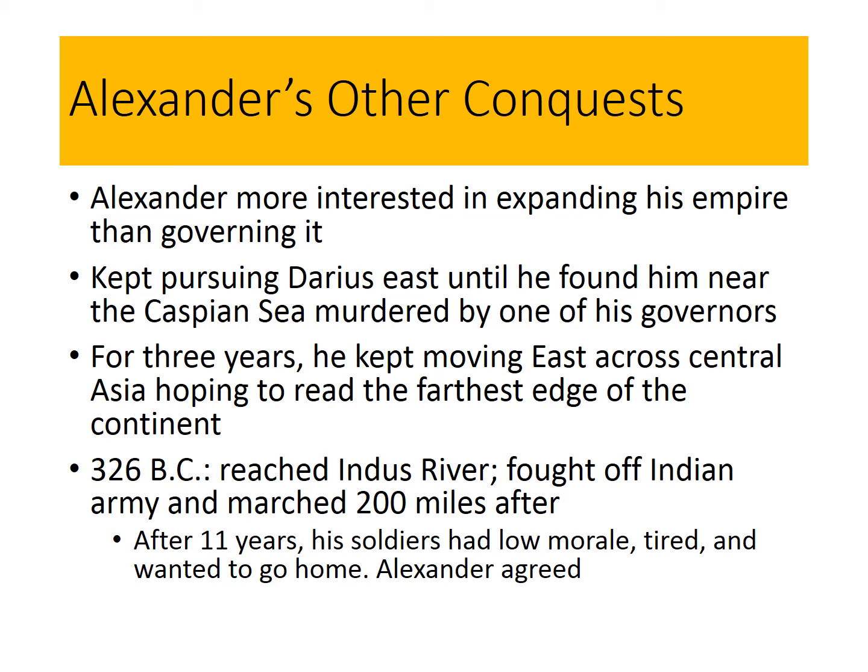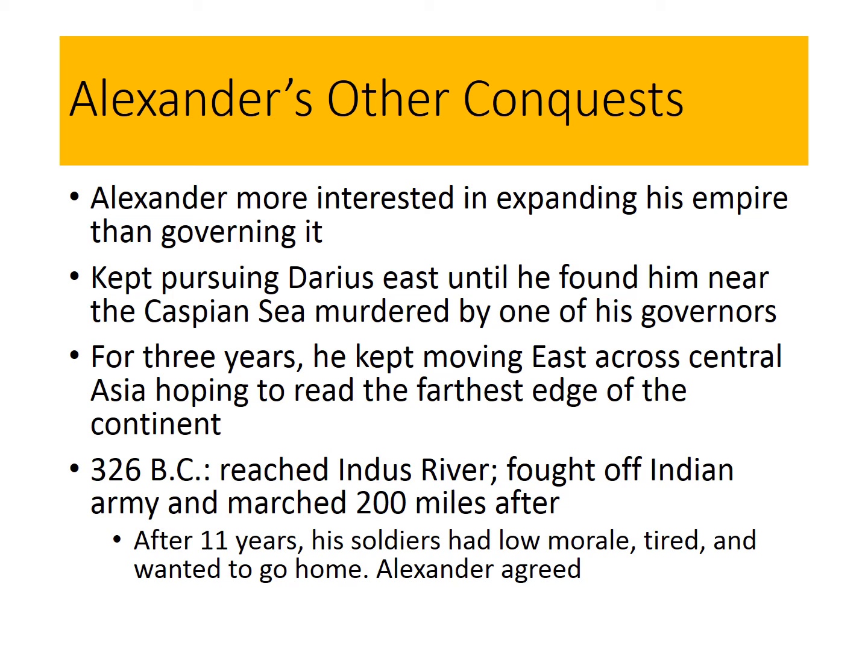Now, Alexander, seeing as how he was able to win all of Persia so easily, was not satisfied. He wanted to expand his empire even more. So he kept going after Darius because he wanted him dead. He kept pursuing him east until he found him near the Caspian Sea. But Darius, unfortunately, had already been murdered, and so Alexander could not get his revenge. For 3 years, he kept moving east. And the more he moved east, the more he conquered lands. He was hoping to get all the way to the edge of the Asian continent, because that would mean he conquered it all. In 326 BC, he reached the Indus River, found in current-day India, and he fought off the Indian army and marched 200 miles after.